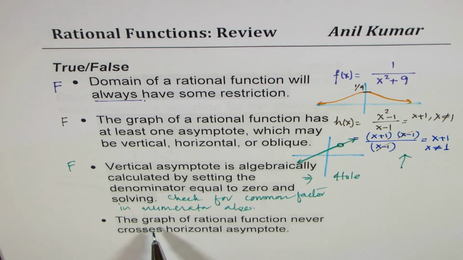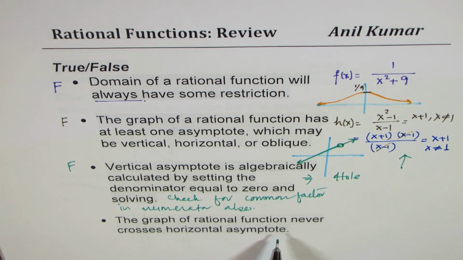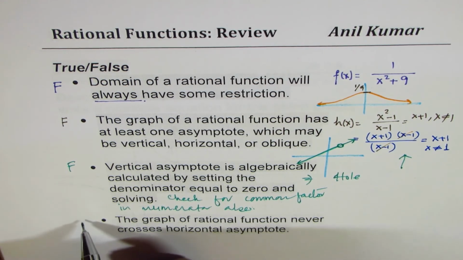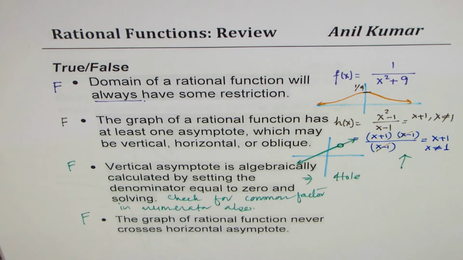Now the last one here is, graph of a rational function never crosses a horizontal asymptote. Well, this statement is also false. It can cross a horizontal asymptote. So all these statements are actually false. The graph of a rational function can actually cross the horizontal asymptote. I can give you a lot of examples in this regard.